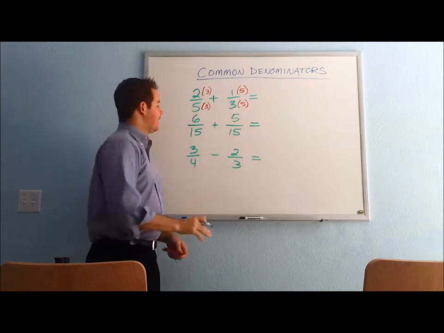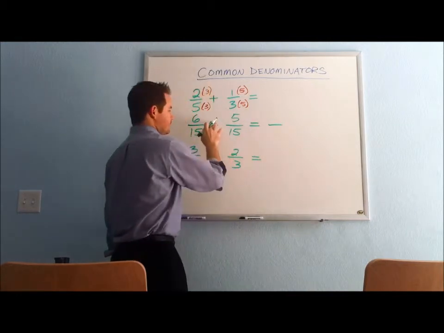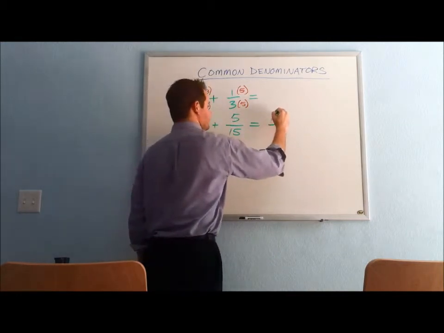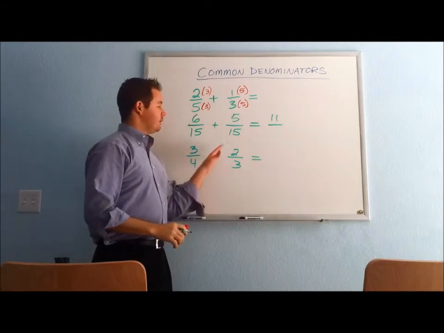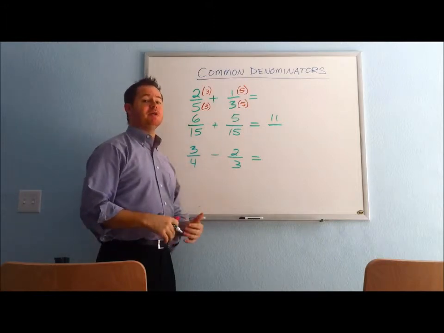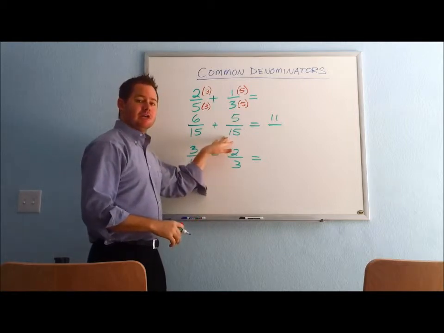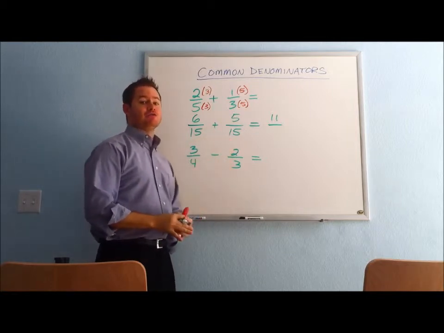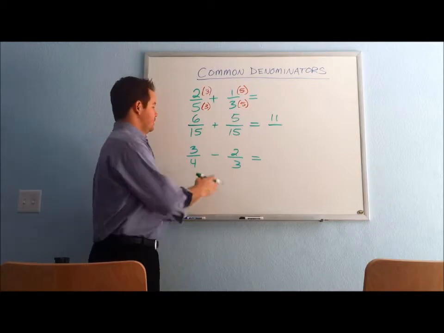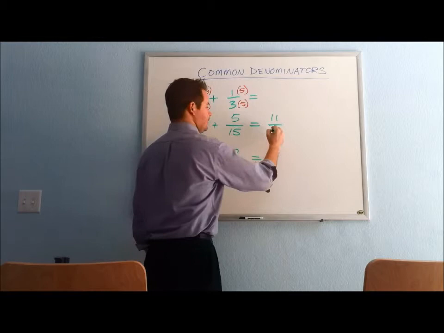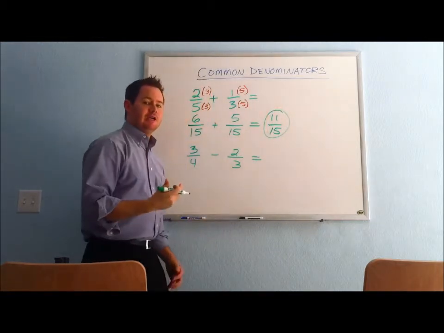And now we can add our fractions together. So we just add straight across. 6 plus 5 is 11. And for our denominator, one thing that we want to keep in mind, and this is important because it's a common mistake that a lot of students make, we keep the denominator the same when we're adding or subtracting. That's the point of finding the common denominator in the first place. So here our common denominator is 15. So it'll be 15 in our answer.